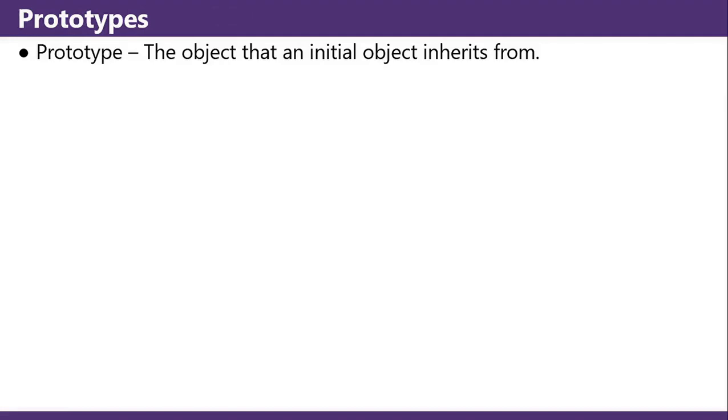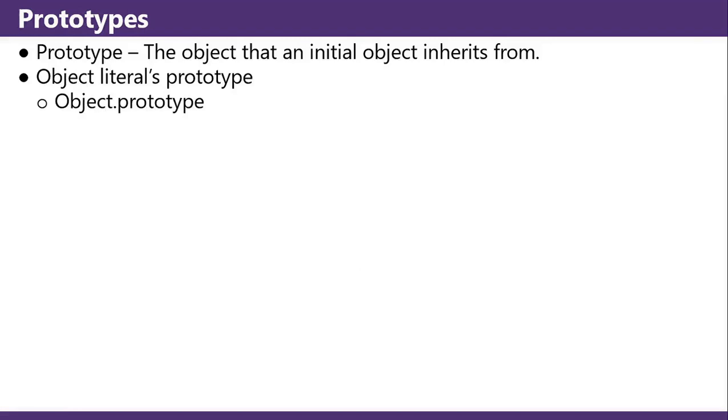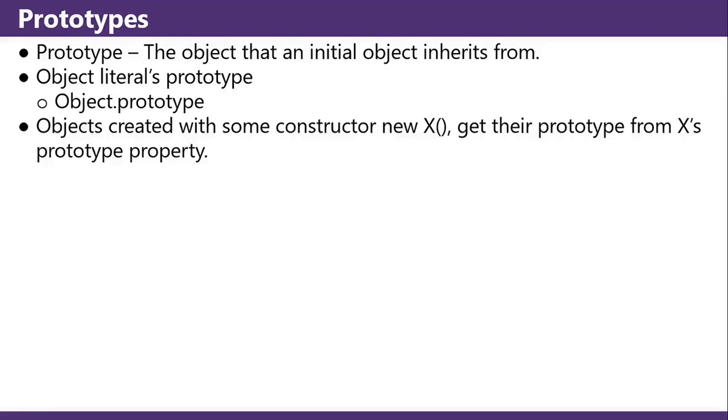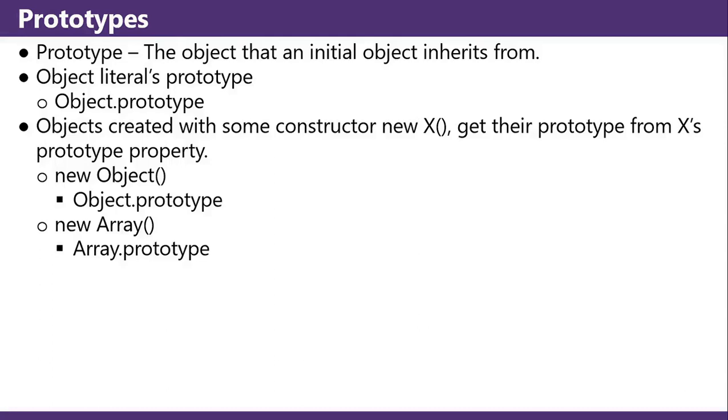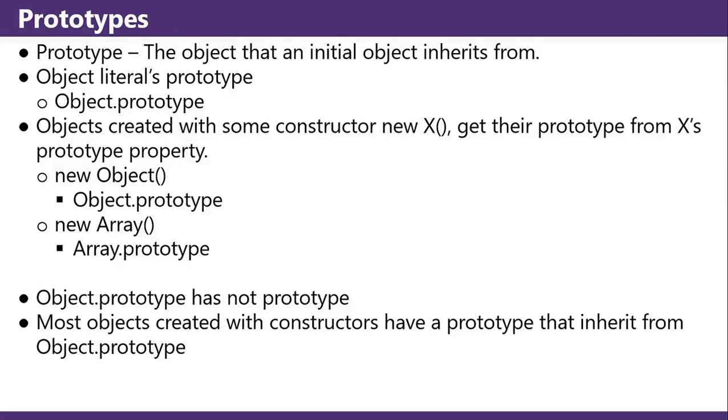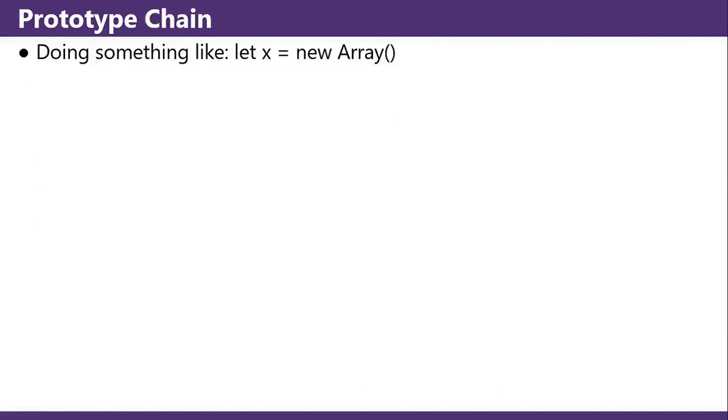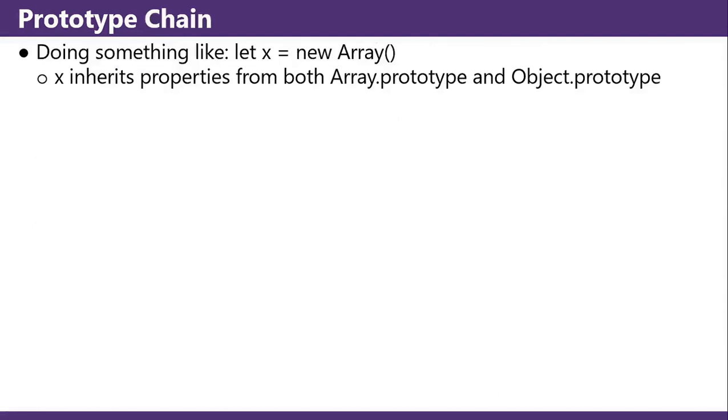Prototype. The prototype is the object that the initial object inherits from. The prototype of object literals is Object.prototype. Objects created with some constructor, new X, get their prototype from X's prototype property. New Object gets Object.prototype. New Array gets Array.prototype. Object.prototype has no prototype. Most objects created with constructors have a prototype that inherits from Object.prototype. Prototype chain. Do something like x = new Array. x inherits properties from both Array.prototype and Object.prototype, called the prototype chain.